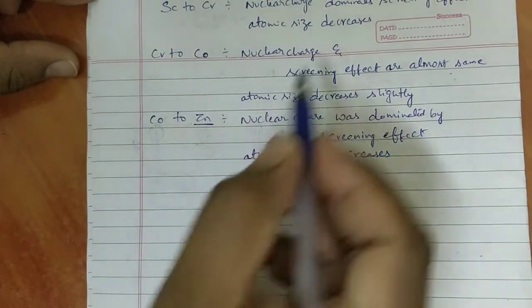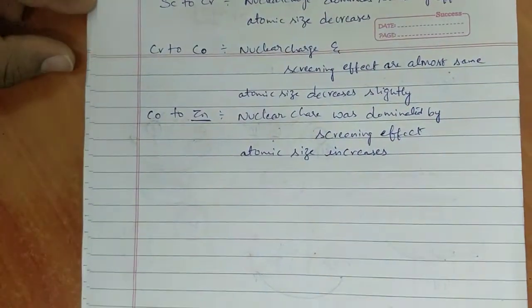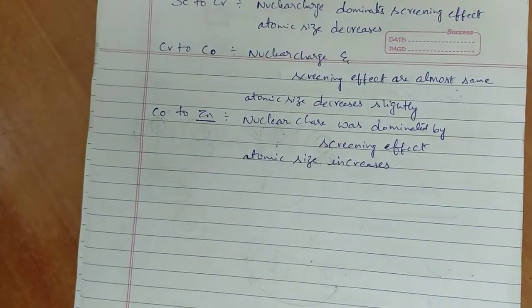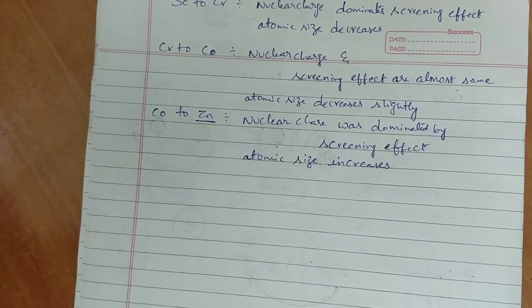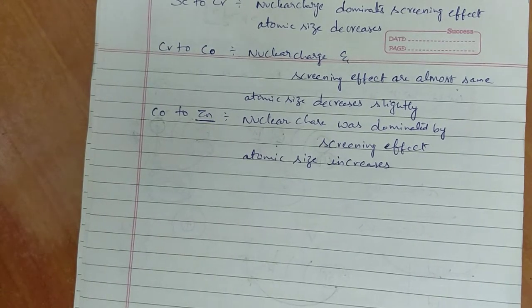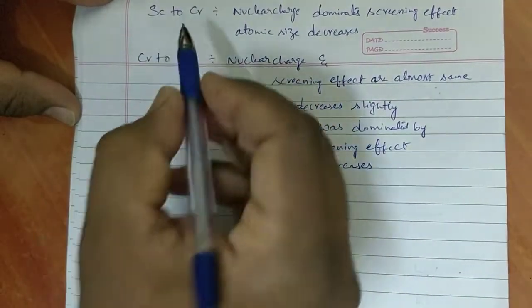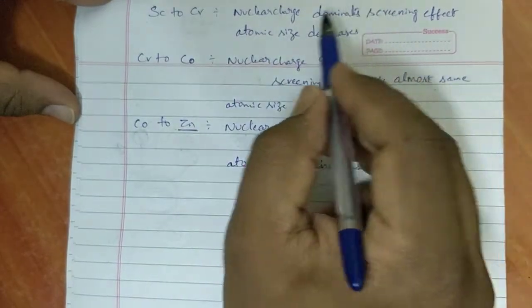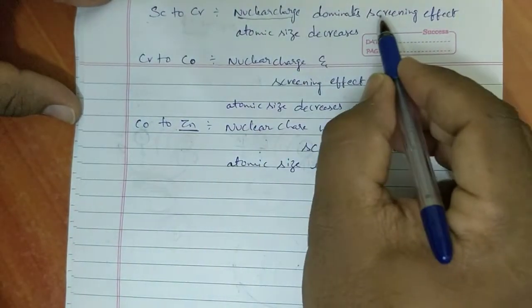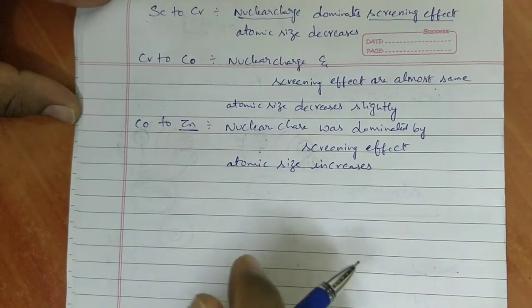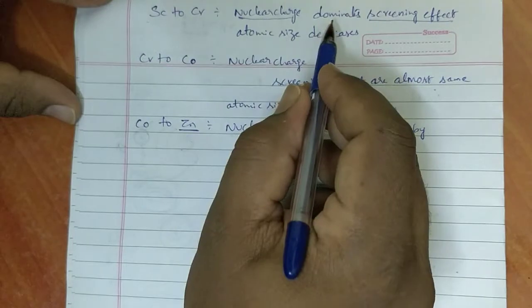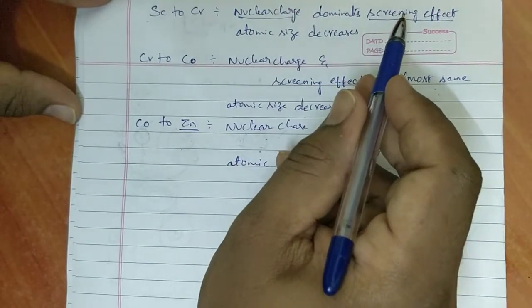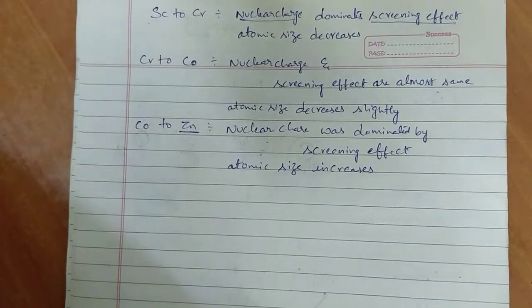Atomic size increases. These are the important points you have to note down in the classwork, for understanding these curves. But these are for the time of revision, why this is happening, you can understand. But the main important point is here, lanthanide contraction. Now let us see once again. Scandium to chromium in the same series. What happened in nuclear charge and screening effect? These are the two important properties which play an important role in understanding the atomic size variation. Nuclear charge dominates screening effect. When nuclear charge dominates screening effect, a decrease in size will happen.